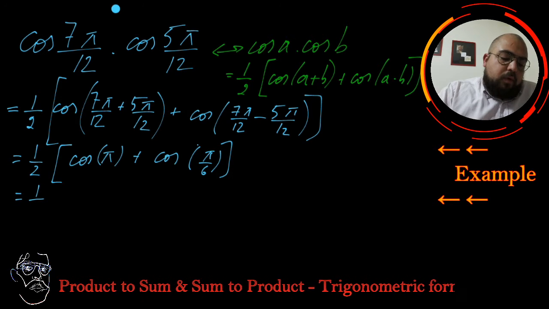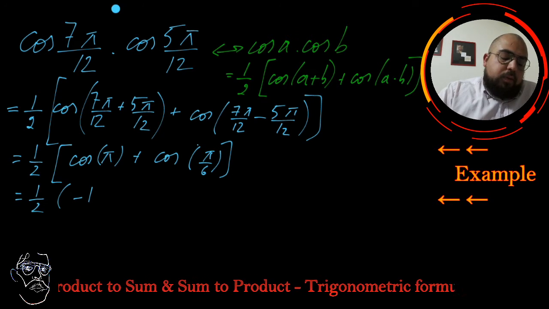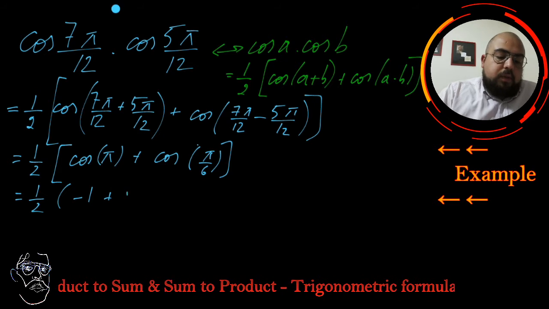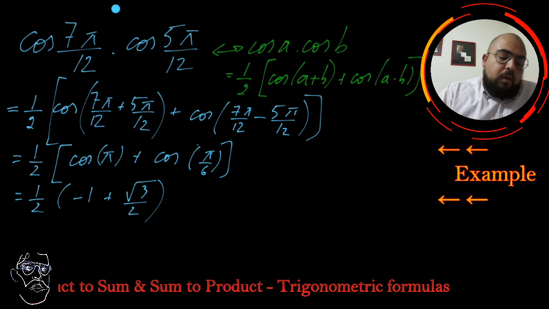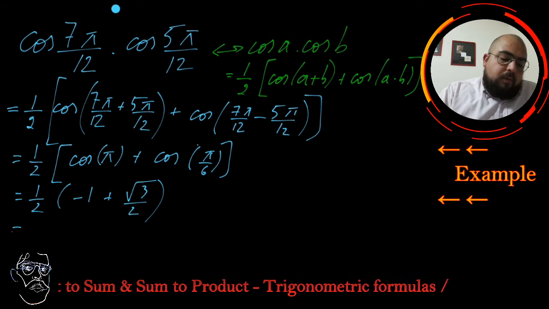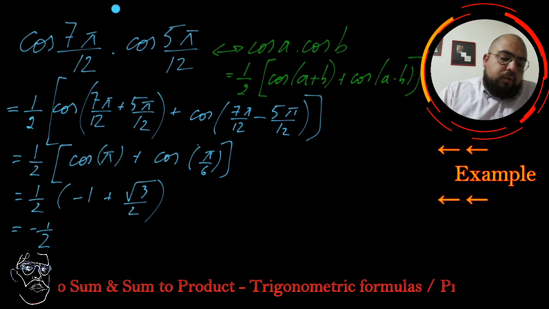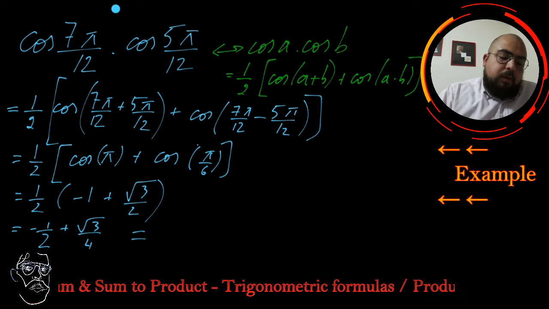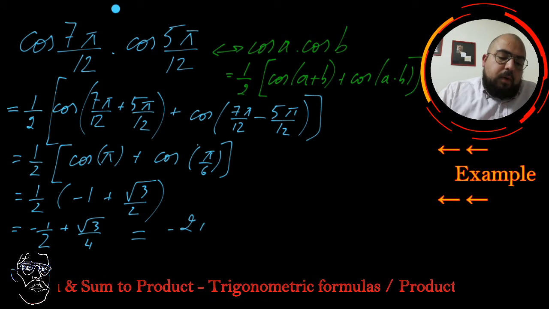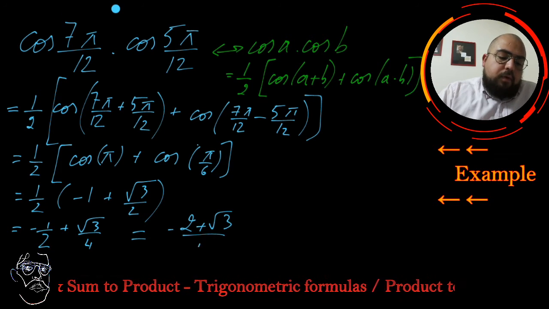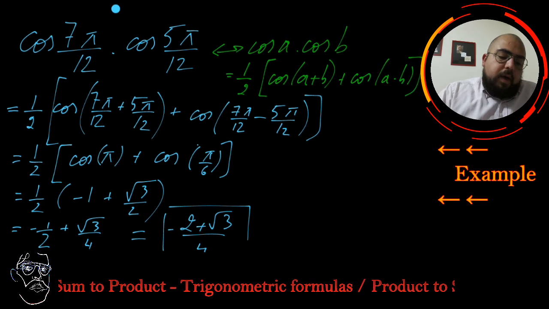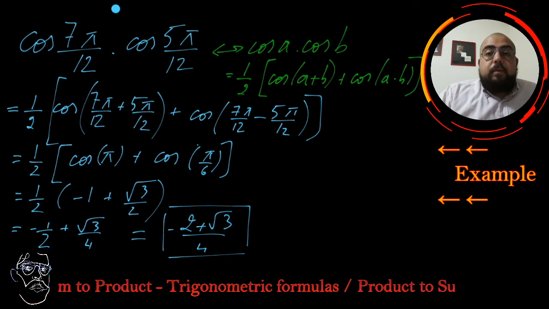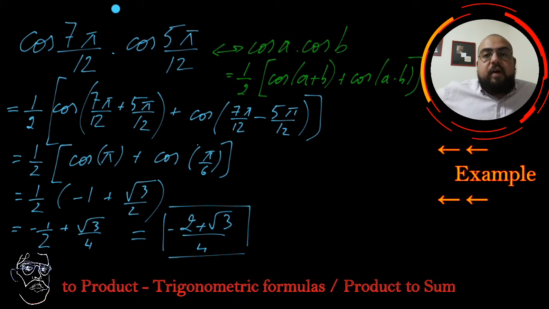So it's equal to 1 over 2 times minus 1 plus cosine of pi over 6, which is square root of 3 over 2. So I will have minus 1 over 2 plus square root of 3 over 4. The final result will be minus 2 plus square root of 3 over 4. So this is the value of cosine 7 pi over 12 times cosine 5 pi over 12.